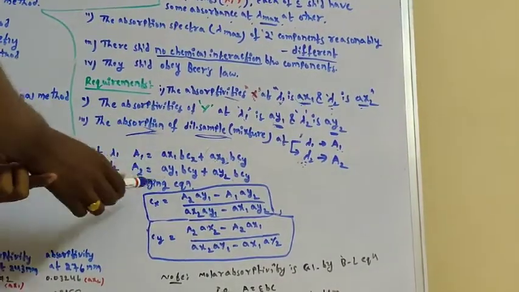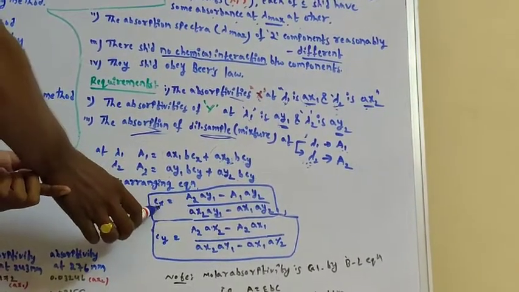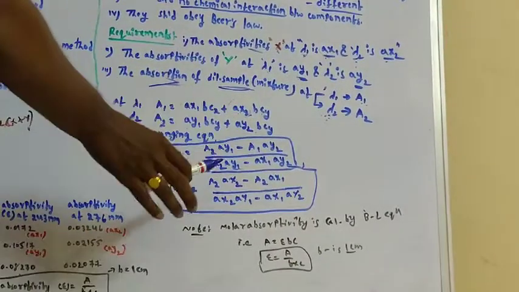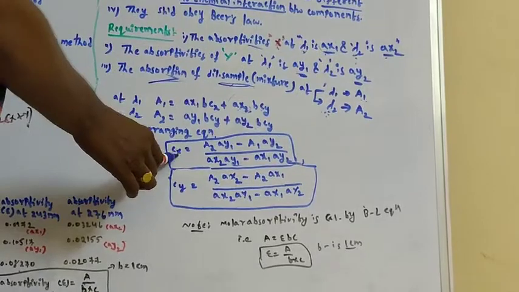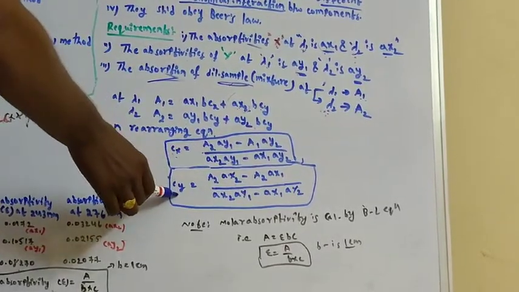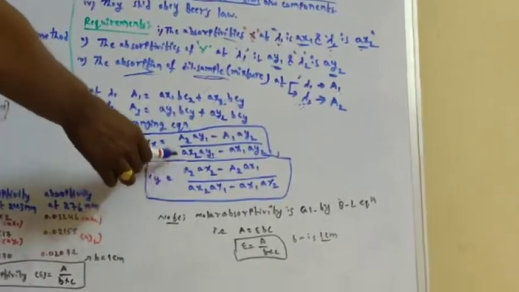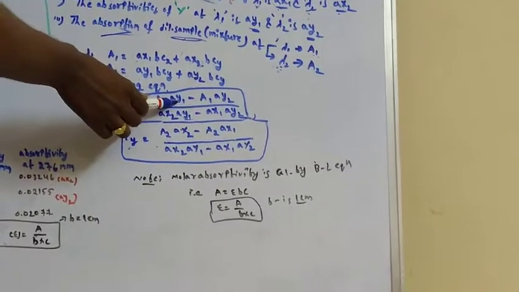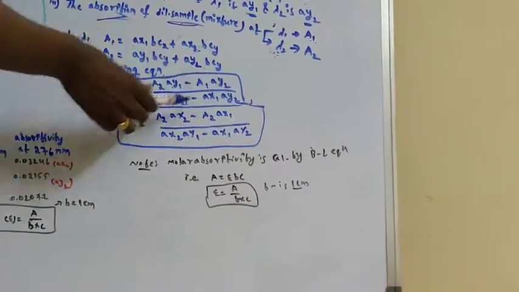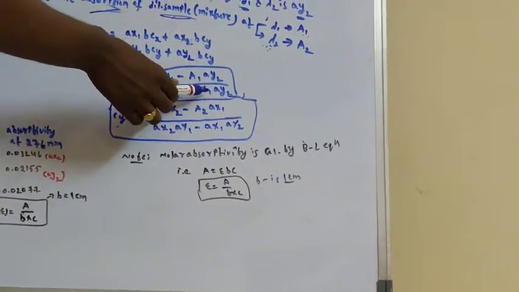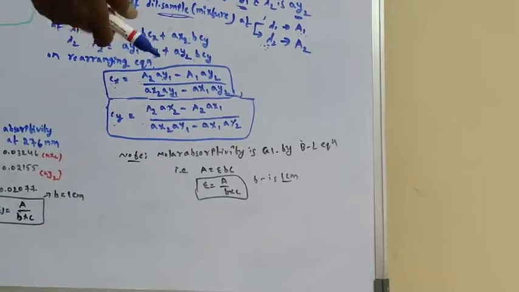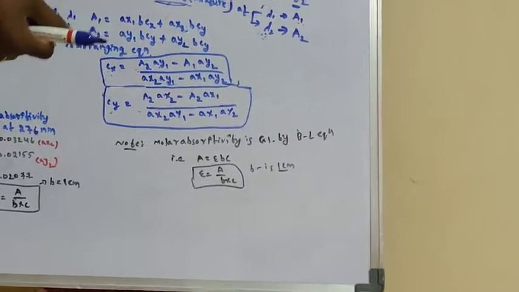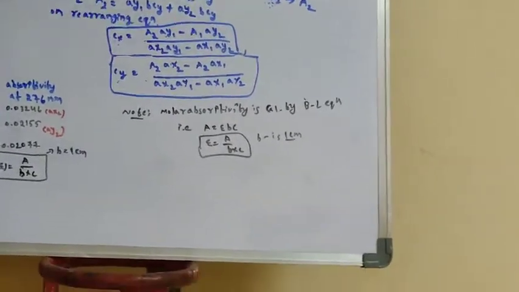Then on rearranging the equation we will get these two, the concentration of x and the concentration of y. Finally we have to determine the concentration of both the drugs in the mixture, in the diluted sample. The concentration of x can be determined by this formula, and the concentration of y by this formula. These can be obtained by rearranging this equation. You can see A2 into Ay1 minus A1 into Ay2, over ax2 into ay1 minus ax1 into ay2. Here capital A2 and capital A1 are the absorbance at wavelength 1, the first wavelength, and at wavelength 2, in the mixture.